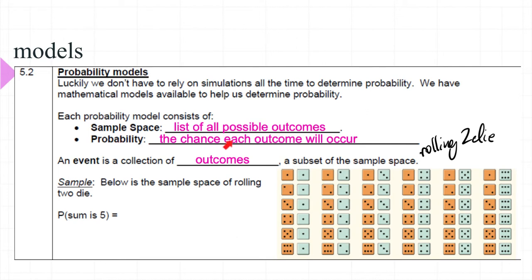The probability is the chance that each outcome will occur. So what's the chance that I roll a 1 on one die and a 1 on the other die at the same time? That's an event. The event of that is rolling a 2, right?